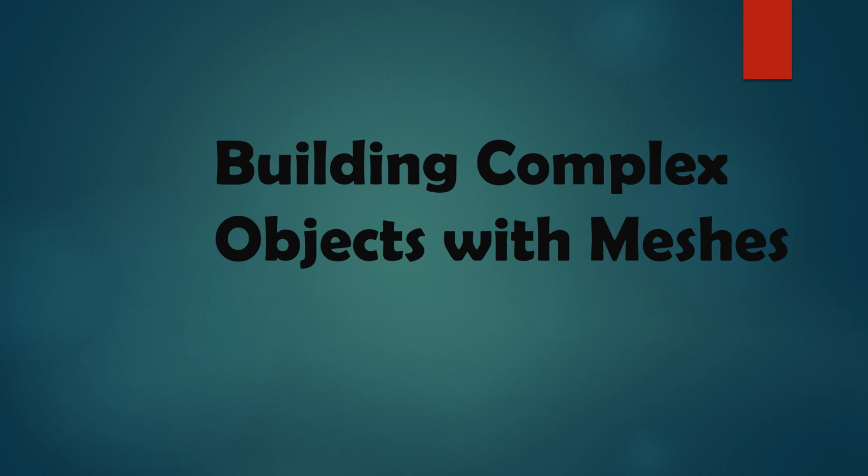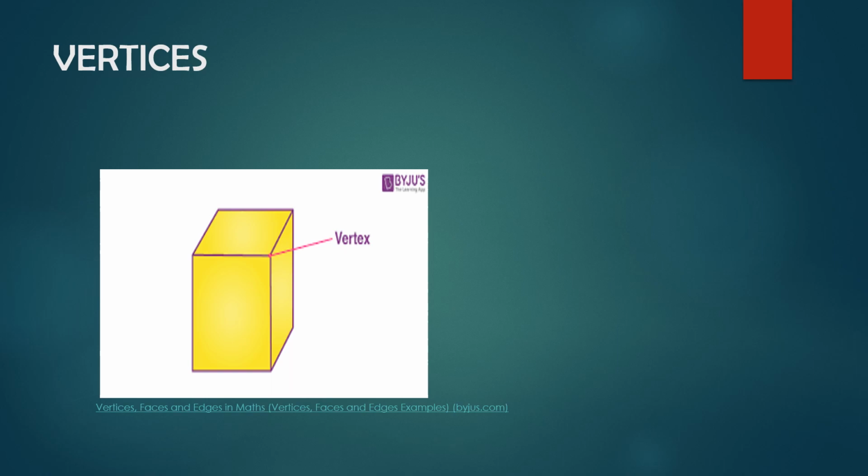Building complex objects with meshes. Building complex objects with meshes involves creating three-dimensional shapes by connecting a network of simpler geometric elements such as vertices, edges, and faces. Meshes are a fundamental structure in 3D modeling, computer graphics, and CAD, computer-aided design. They provide a flexible way to represent intricate and detailed objects while maintaining computational efficiency.